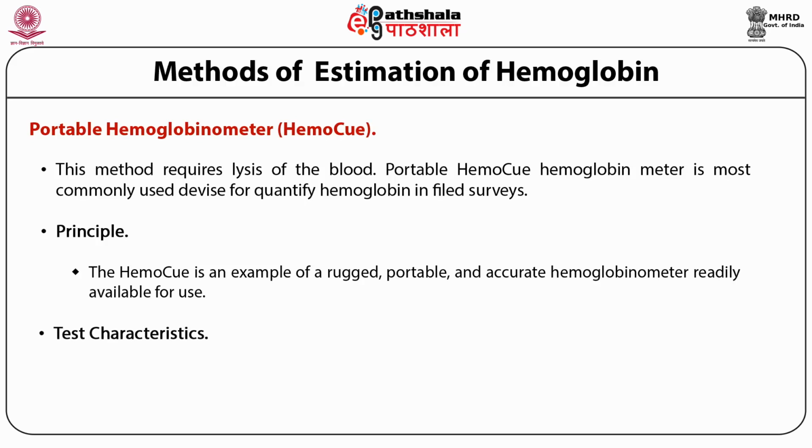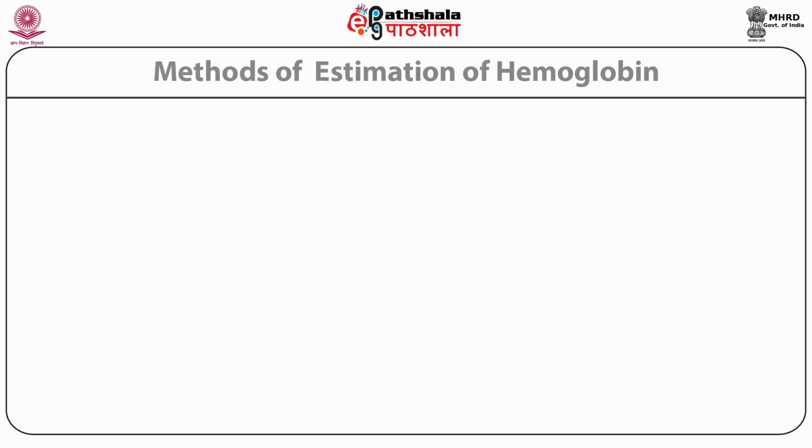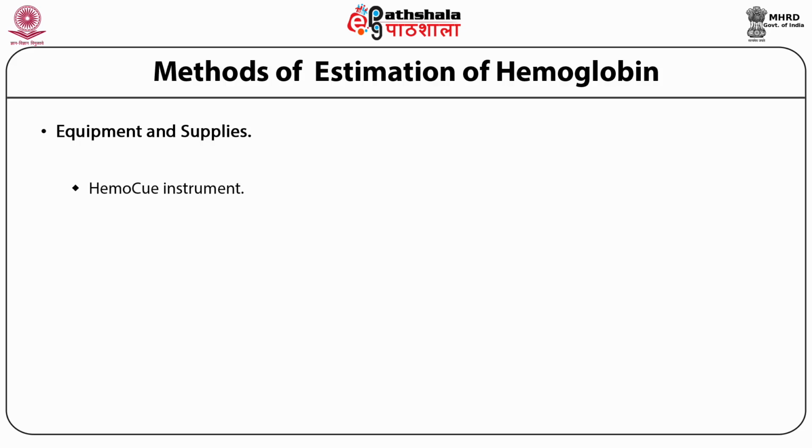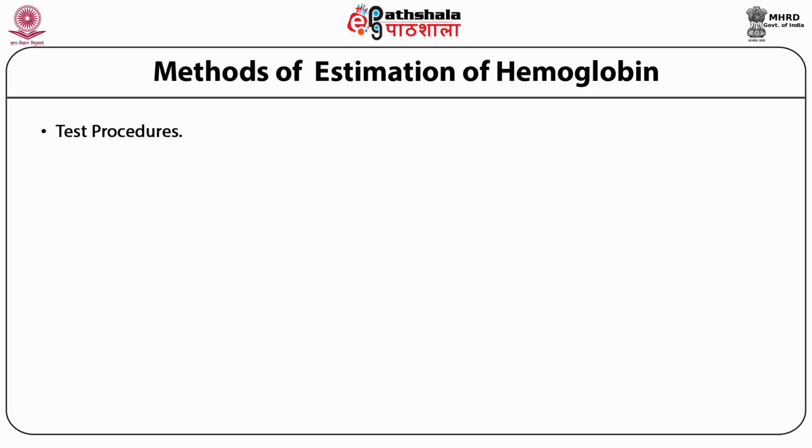The test characteristics include the appropriate setting, which includes rural settings for surveys and where high accuracy is important. Its sensitivity is 85% in field settings and 100% in the laboratory setting. Its specificity is 94%. The equipment and supplies required for this test are the HemoQ instrument, disposable cuvettes, nickel-cadmium batteries, and standard control cuvettes. Now let's have a look at the test procedure.